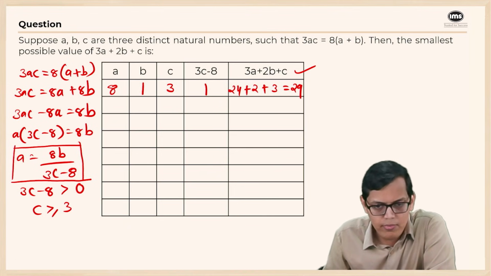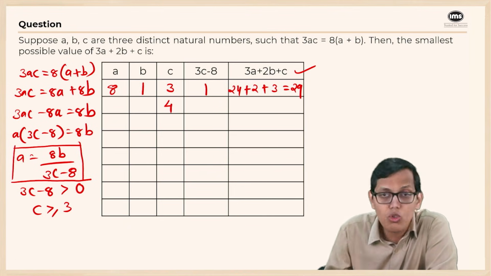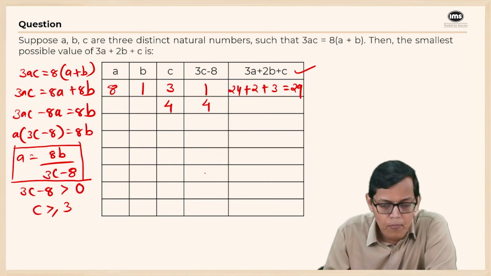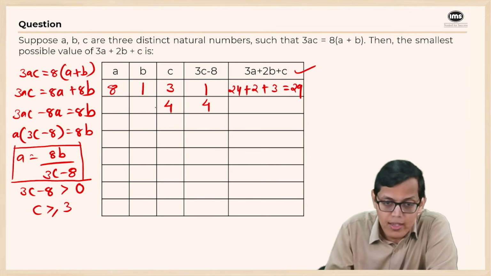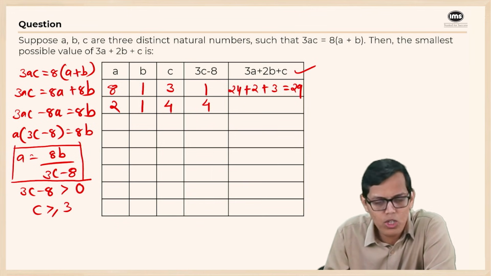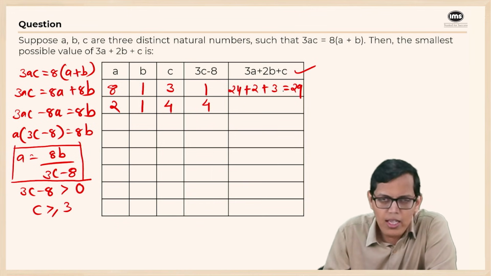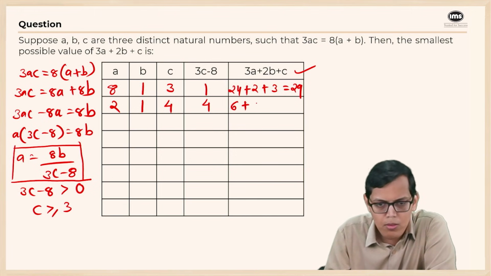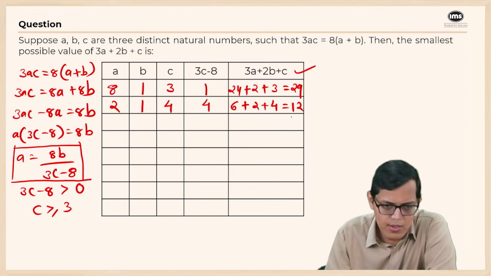Now for the next value, we can try putting C is equal to 4 as well. If we put C is equal to 4, then 3C minus 8 will be 4. 8B divided by 4 has to be an integer, that is 2B. So to make 2B an integer, B has to be 1, A has to be 2 if we wish to keep everything as small as possible. Once again, we'll find 3A plus 2B plus C. That will be 6 plus 2 plus 4. That is 12. 12 looks like a better answer.